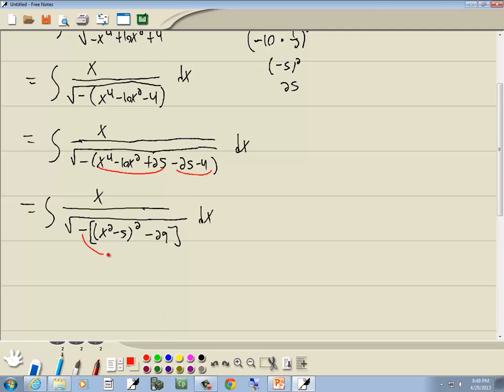Okay, we're going to take this negative and multiply it times the x squared minus 5 squared and times the negative 29. And I'll also flip it around in the same step. So this will become the square root of positive 29, negative times the negative 29, and then minus x squared minus 5 squared dx.